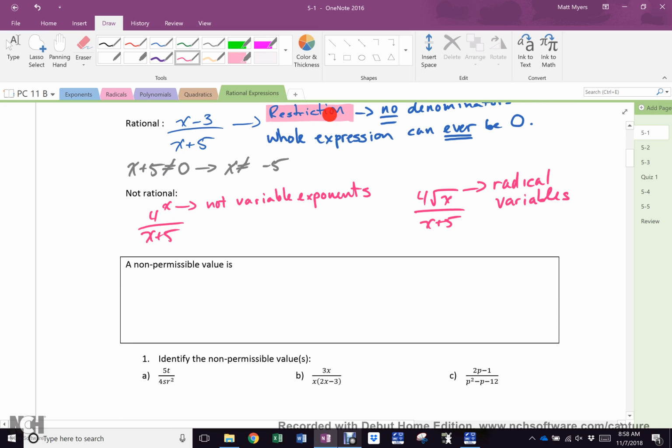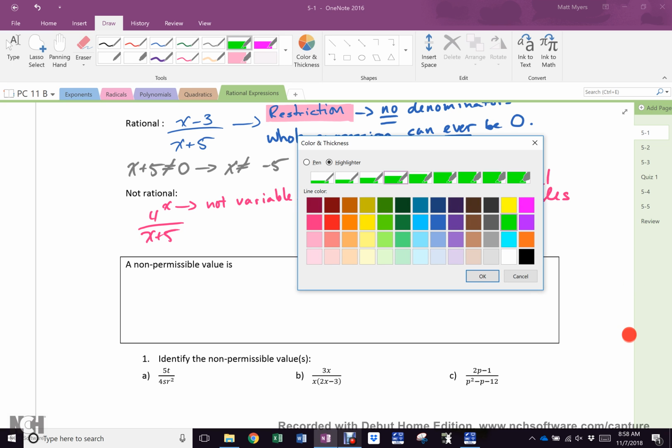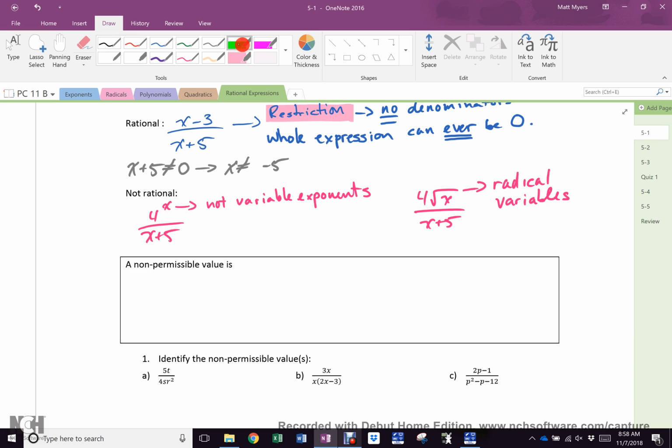the restriction is that no denominators can equal 0. And we found that -5 would get us 0 there. -5, what color haven't I used on my highlighter? I haven't used green? Okay. X equals -5 is a non-permissible value. Okay?